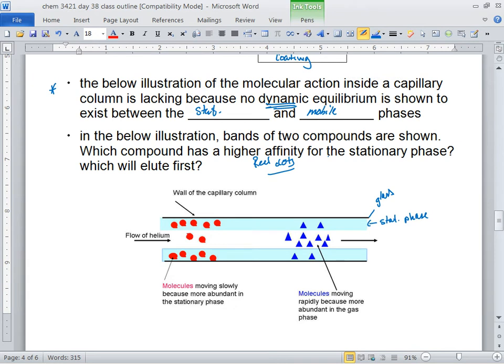How could I change the partition? Ricky, I could change the stationary phase. That means I got to change the whole column out. That's one way that I could change this partition, in other words, the amounts in the mobile phase and the stationary phase. What else could I do to change the partition? Could you change the mobile phase?